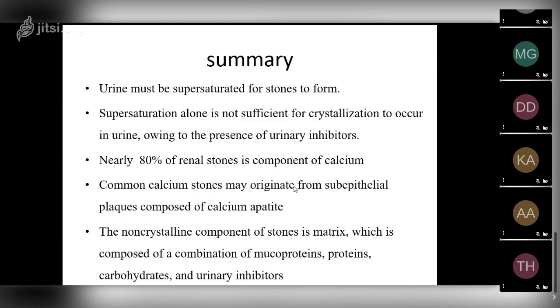Summary: the urine must be supersaturated for stone formation to occur, and supersaturation alone is not sufficient for crystallization to occur in the urine, owing to the presence of urinary inhibitors. Nearly 80% of renal stones have a calcium component, and the common calcium stones may originate from the subepithelial plaques composed of calcium phosphate. The non-crystalline component of the stone is a matrix, which is composed of a combination of mucoprotein, proteins, and carbohydrates.